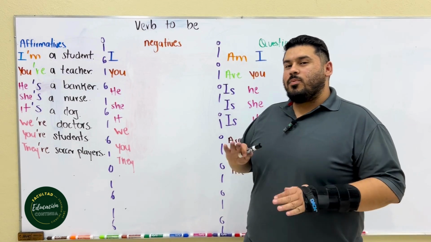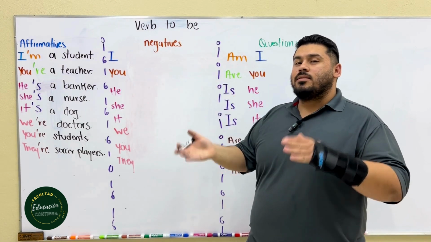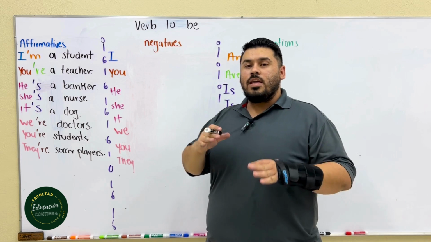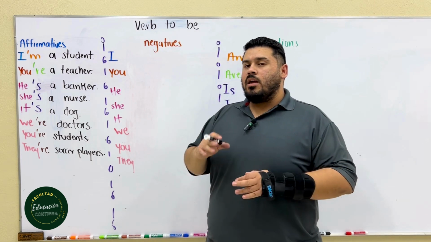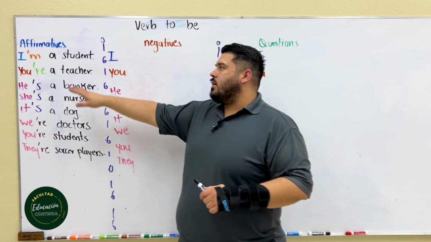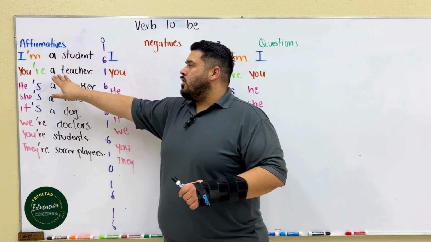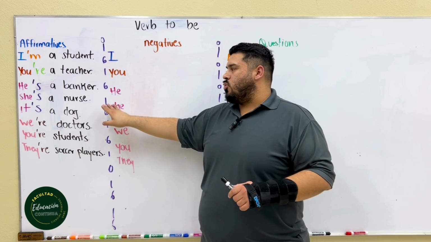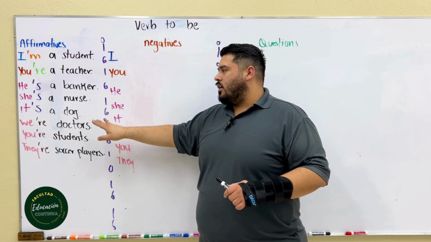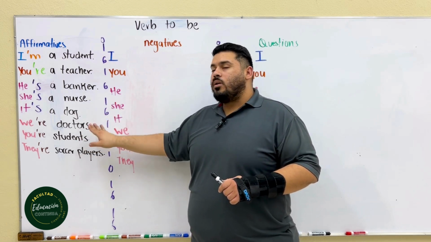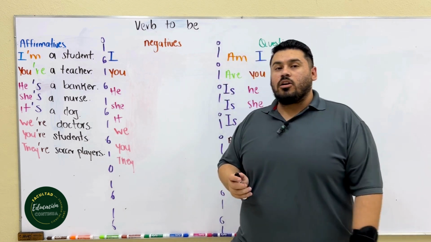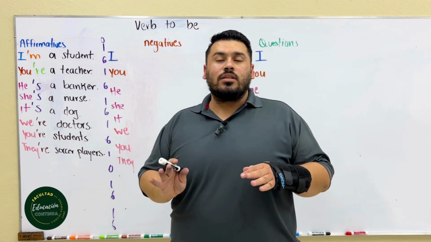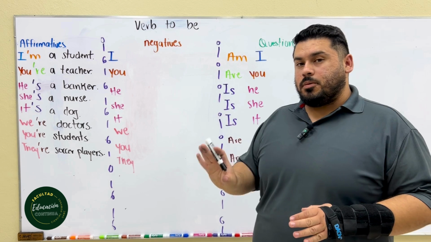Okay guys, we're going to continue with the next action. Remember the last video we talked about contractions and verb to be and pronouns, okay? Now we're going to have a short review about it. I'm a student, you're a teacher, he's a banker, she's a nurse, it's a dog, we are doctors, you're students, and they're soccer players. Okay, remember this is for affirmative sentence with the verb to be.